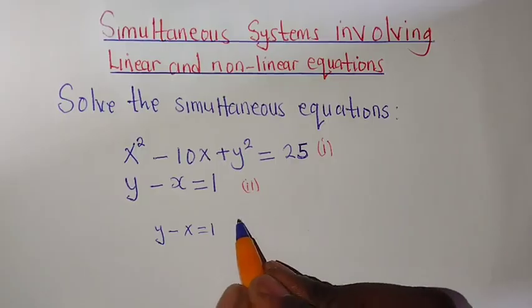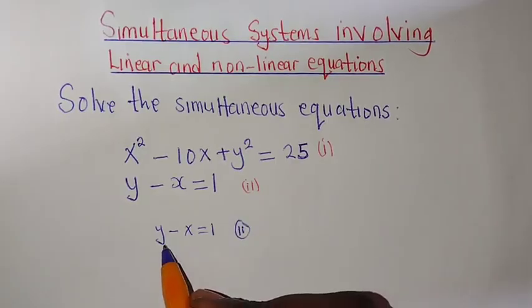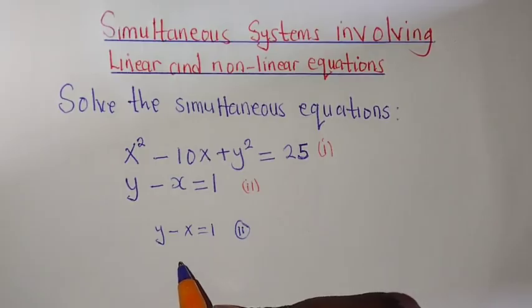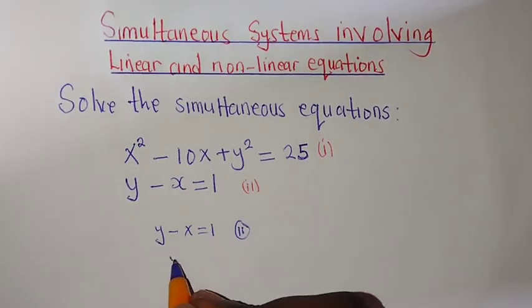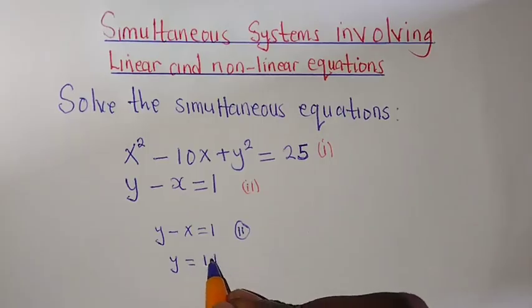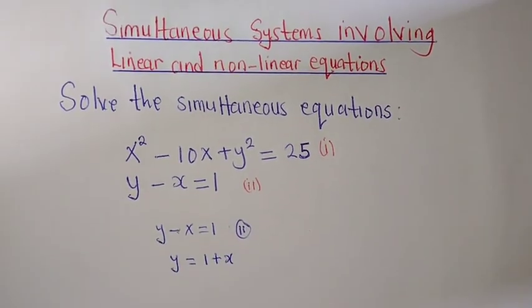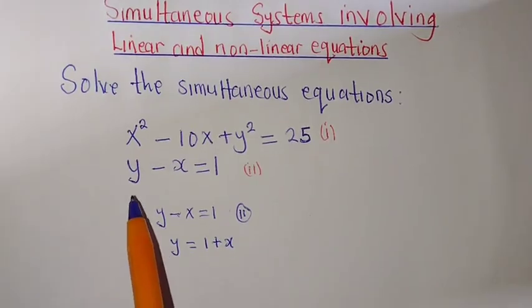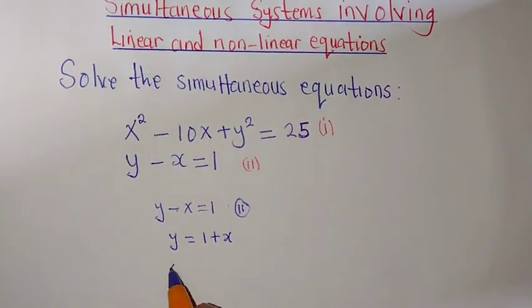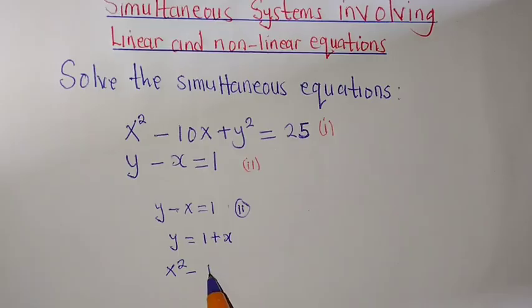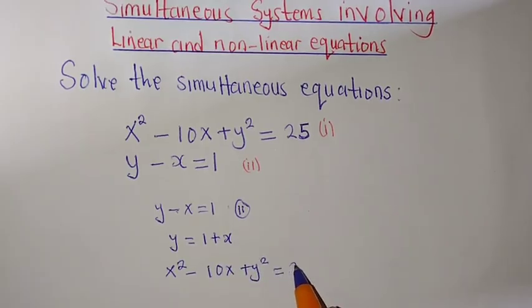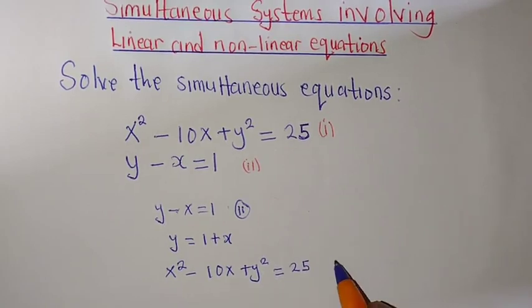So I've gotten equation 2 here. We can make y or x the subject of the formula. So let's make y. We are going to say y is equal to 1 plus x. I've taken this negative x to the right hand side. Since we have made y the subject of the formula in equation 2, we can now take equation 1. Equation 1 is x squared minus 10x plus y squared is equal to 25.